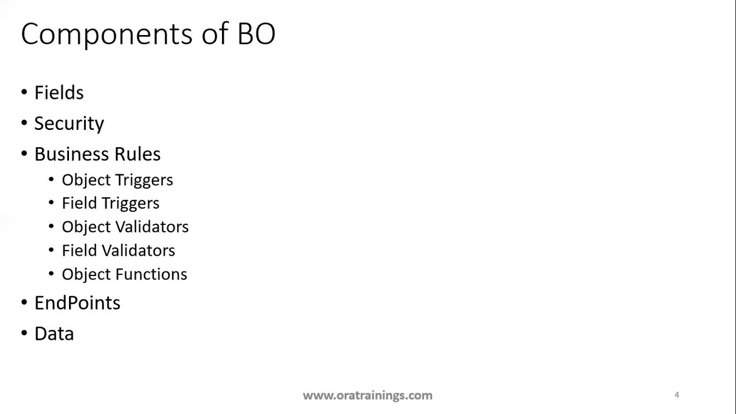Let us consider it from a database point of view. When you have a database, you'll have a table, you'll have fields, and you have triggers. Like you have row level validation, field level validation, object level validation, or a trigger kind of thing. Similarly, you have business rules here, which are nothing but triggers. We call them business rules, and they are available at the object level as well as the field level. You have validations at the object level as well as the field level, and you have functions, which as of now are available only at the object level.